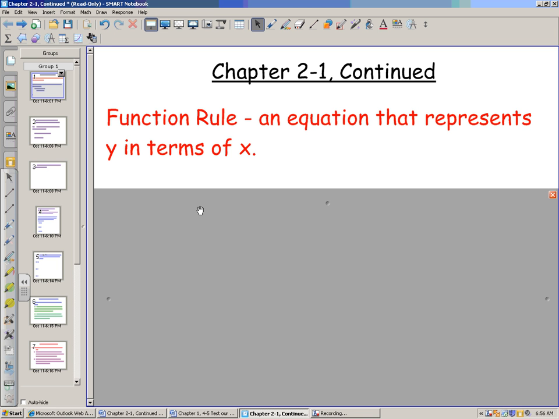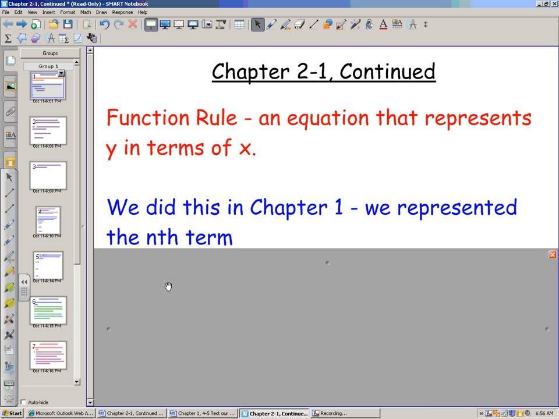A function rule is an equation that represents y in terms of x. Basically, we've done this already, back in Chapter 1. We represented the nth term. Remember, you would have to find the pattern: what did we do to x to get to y? Then you expressed it in terms of n, meaning the nth term. Now you're going to express that as y equals x, whatever we did to the x, okay? That's a rule.